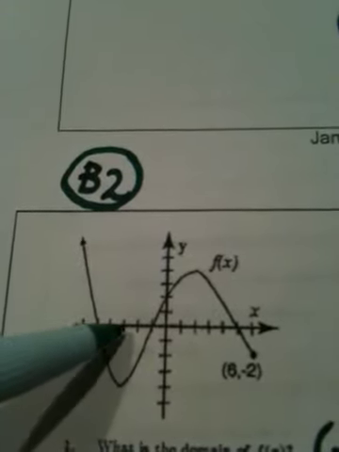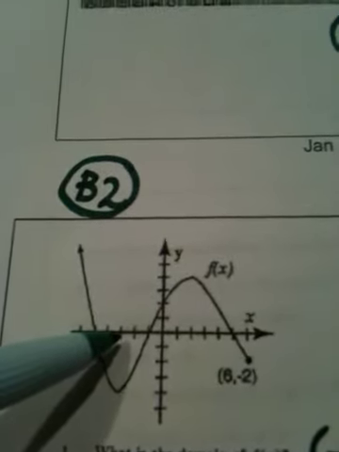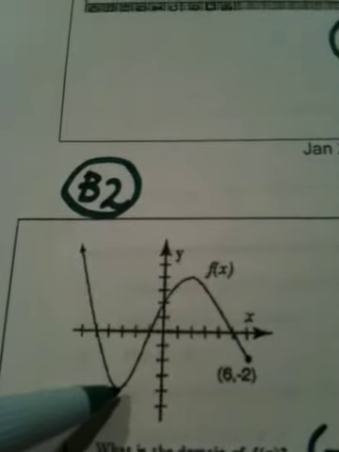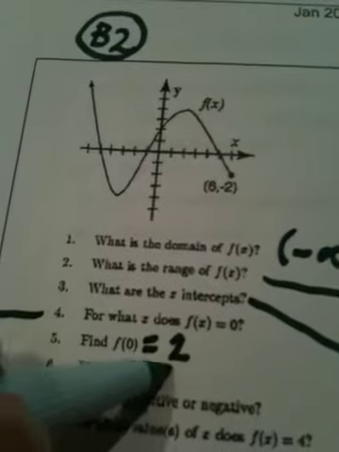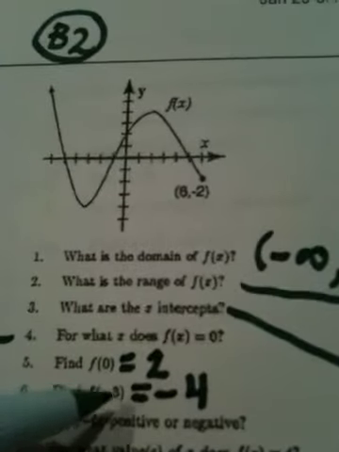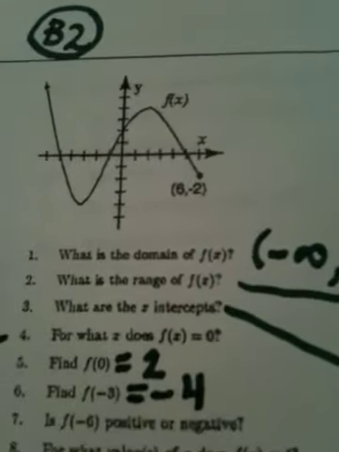Okay? Here's negative 3 for x. f of negative 3. I look up, I don't see it, but if I look down, I run into the graph where y is negative 4. So f of negative 3 is negative 4. Negative 3 goes in, negative 4 comes out as a y value.